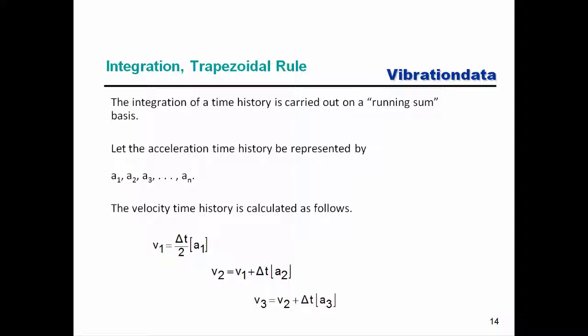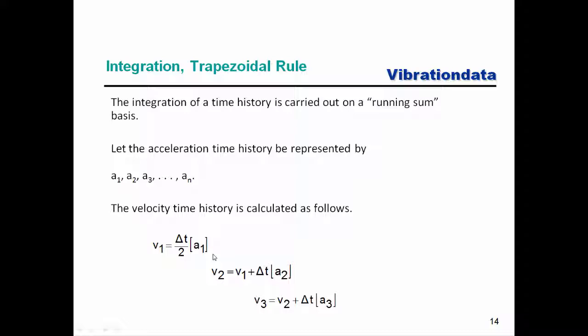So let's let our acceleration values be a lowercase a. So we have a sub 1, a sub 2, a sub 3, these are all the acceleration amplitude points up to a sub n. And there's going to be a delta t. Well, delta t is going to be the time step. So let's calculate the velocity using the trapezoidal rule as follows. So here's going to be the velocity at the first time point: delta t over 2 times that acceleration.